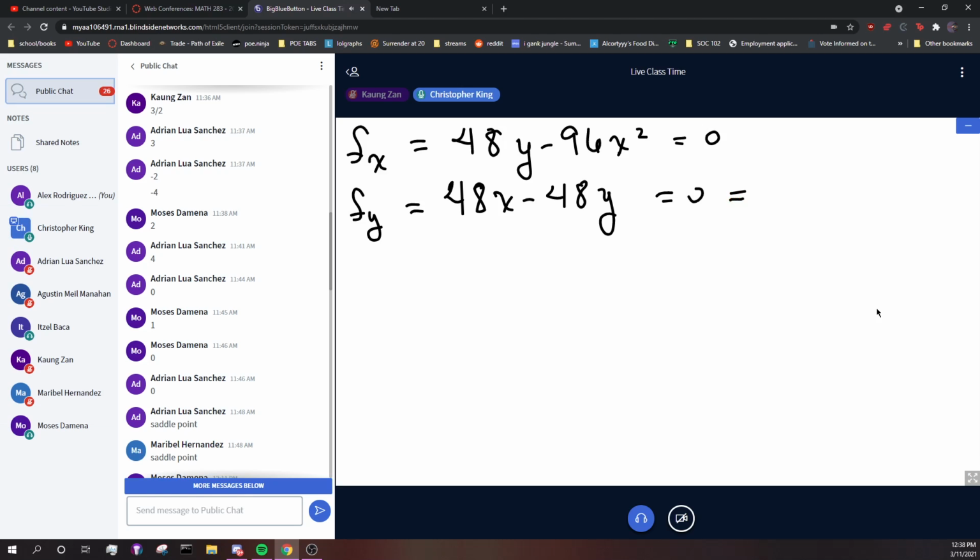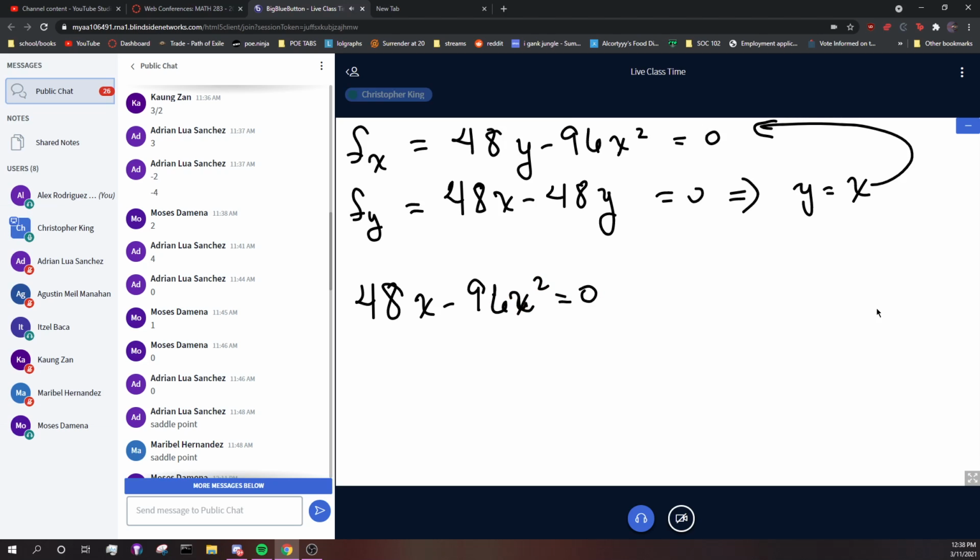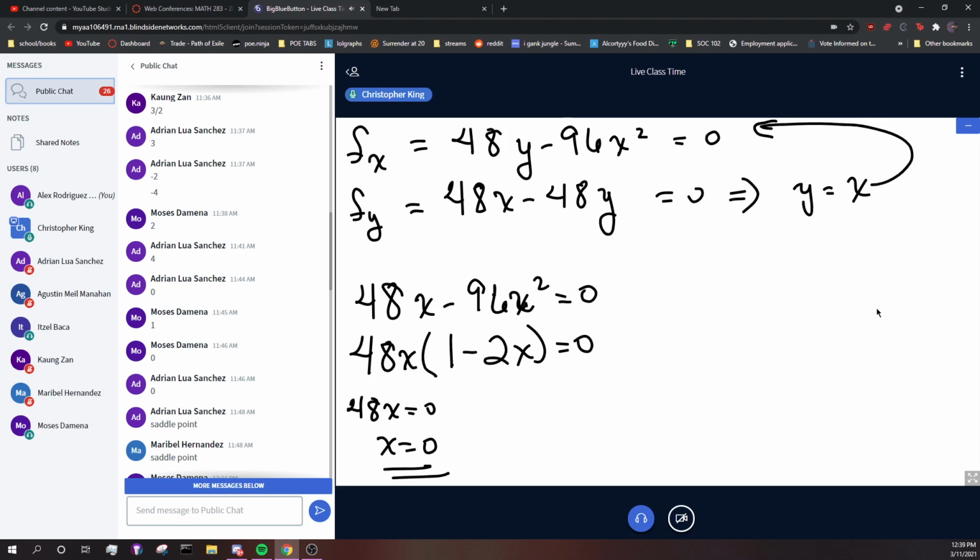So if I deal with the second one, I'm basically going to get that y is equal to x. I'm going to use that in order to deal with the first equation. So with the first equation, I'm now going to have 48x minus 96x squared is equal to 0. Oops, hold on. Bad solving. All right. So for this, I can factor out a 48x, so I'm left with 1 minus 2x is equal to 0. Set each factor to 0 and solve. So 48x is equal to 0, so x is equal to 0. We already have that accounted for. The other one is 1 minus 2x is equal to 0, so x is equal to 1/2.